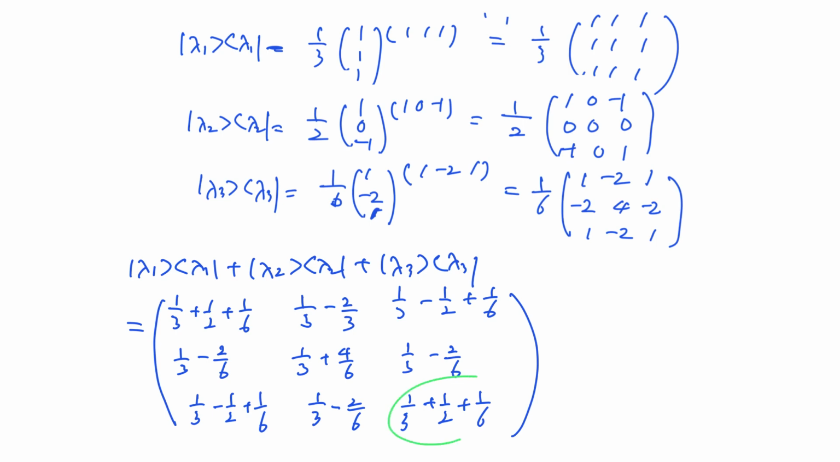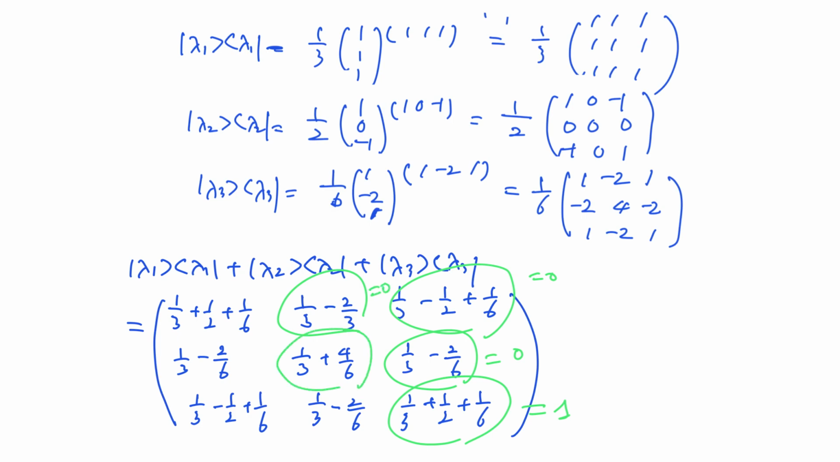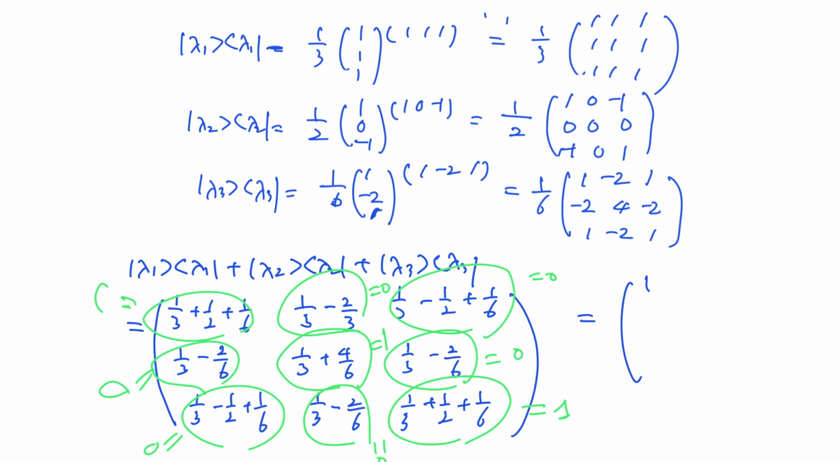So what is this? This is 1, right? This is 0, this is 0, this is 0, this is 1, 0, 0, 1, 0, 0, right? So if we add them together, we have 1, 0, 0, 0, 1, 0, 0, 0, 1, which is the identity.